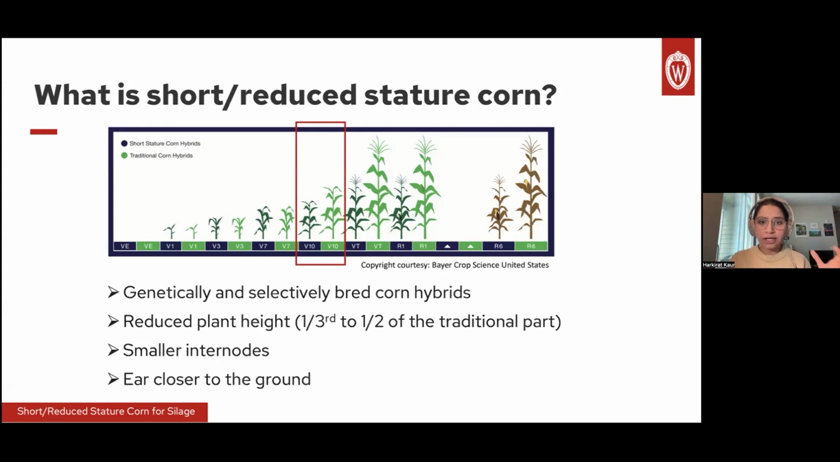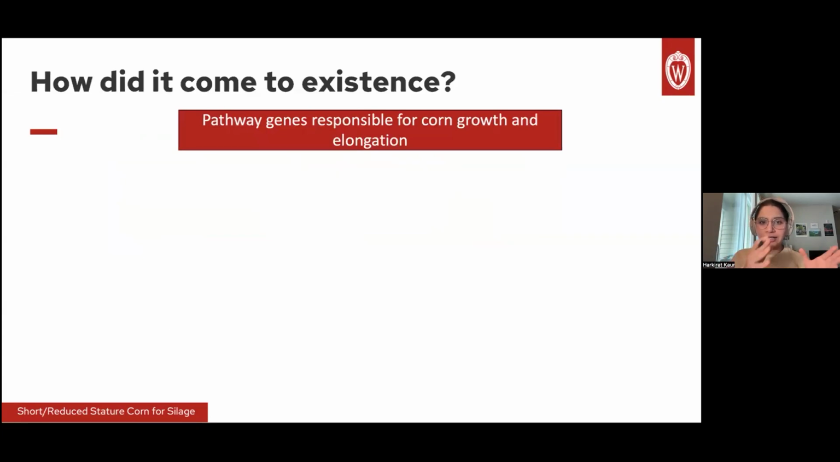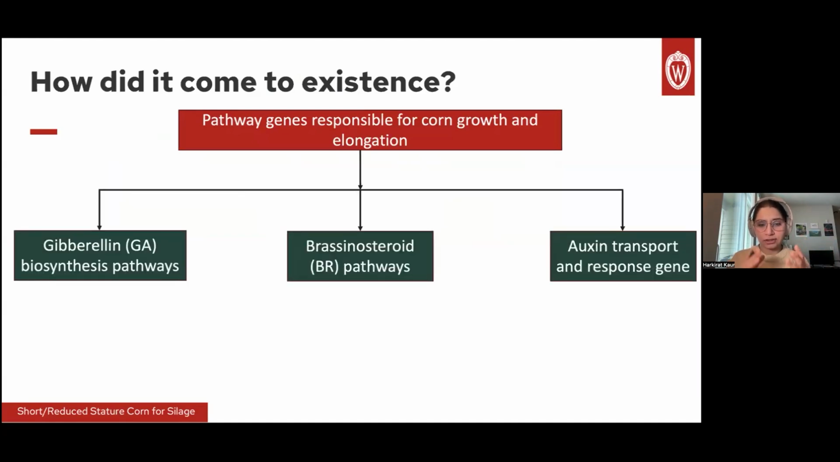While breeders and scientists were looking for alternatives to the problems we have with tall corn, a lot of inspiration for developing short corn hybrids came from dwarf and semi-dwarf varieties of rice and wheat. So we looked at different pathway genes responsible for corn growth and elongation. The three primary pathways affecting corn growth are the gibberellin pathways, the BR pathways, and the auxin pathways.